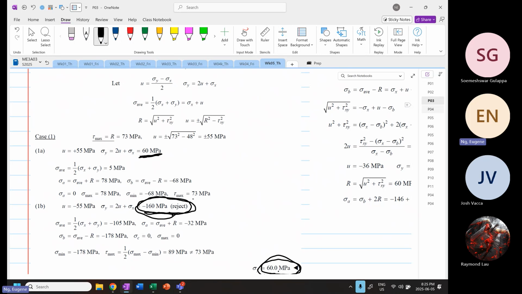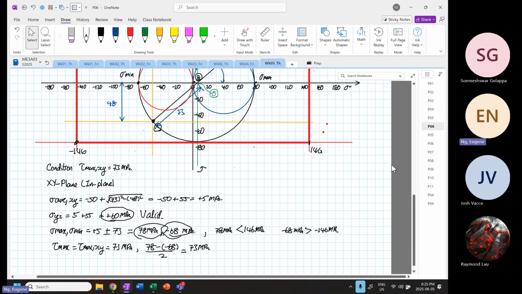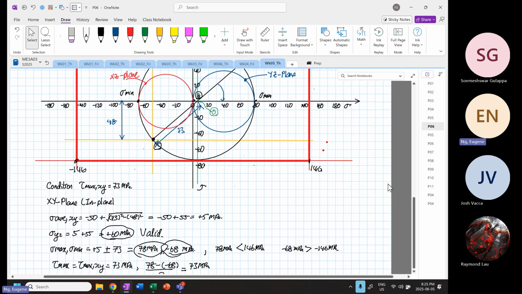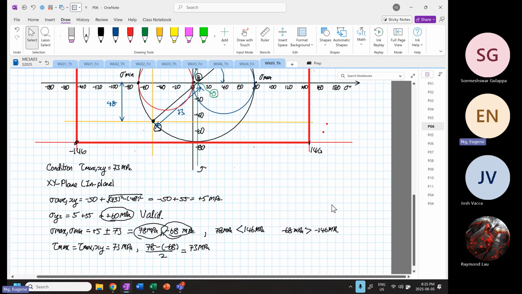Okay, and they have their tau max at 73 minus 68, 78. Okay, which we have calculated. Okay, minus 68 and 78. So this is so much more straightforward. Okay, now we are going to look at another case. So we have got one valid answer now. We have looked at two cases, one valid, one invalid.